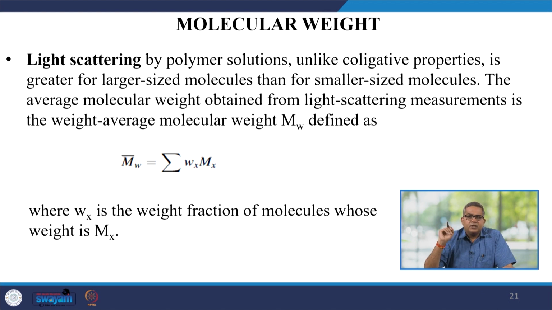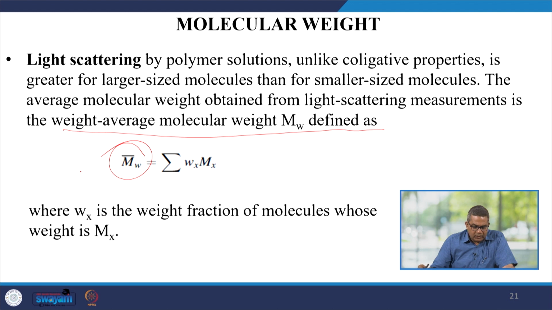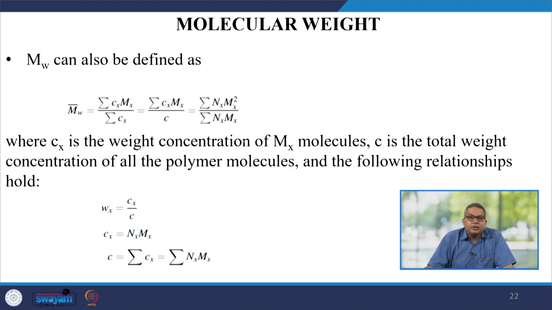Light scattering. Light scattering by a polymer solution, unlike the colligative properties, is greater for larger sized molecules than for smaller sized molecules. The average molecular weight obtained from the light scattering measurement is the weight average molecular weight, referred to as Mw. You can determine it with this formula, where Wx is the weight fraction of the molecules whose weight is Mx. This weight average molecular weight can be determined by this mathematical formula.